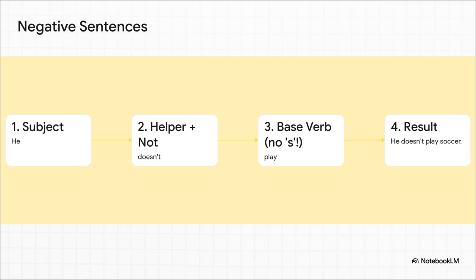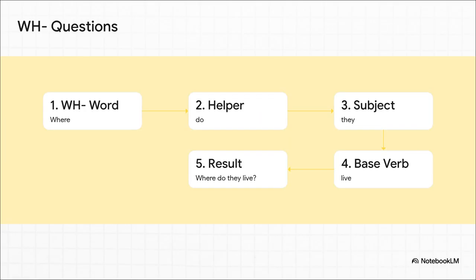Now here's the magic trick. See how doesn't already has the S? That means our main verb, play, gets to relax and go back to its original, simple form. The helper does all the work. No extra S on play. It's a one S per sentence rule, basically. And guess what? It's the exact same logic for questions. It really is like building with blocks.